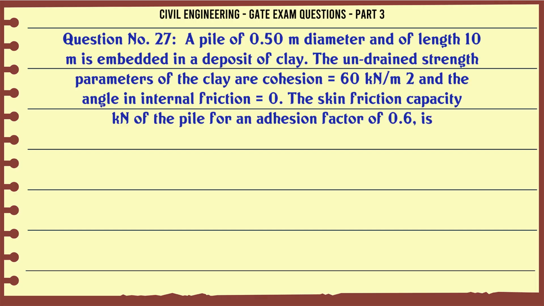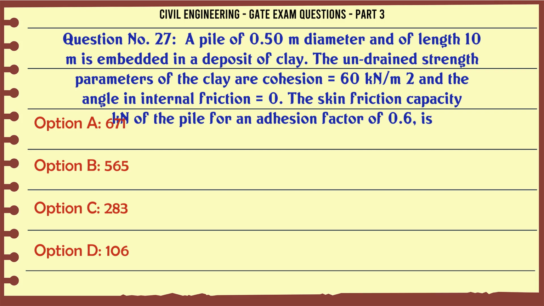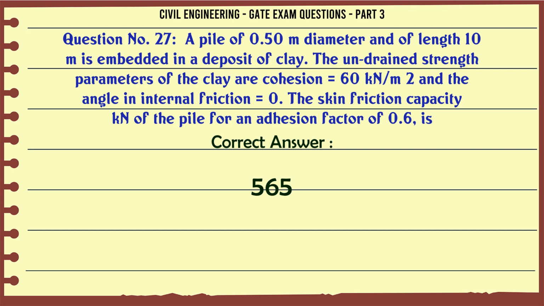A pile of 0.50 m diameter and of length 10 m is embedded in a deposit of clay. The undrained strength parameters of the clay are cohesion 60 kN/m² and angle of internal friction 0. The skin friction capacity in kN of the pile for an adhesion factor of 0.6 is: A, 671; B, 565; C, 283; D, 106. The correct answer is 565.